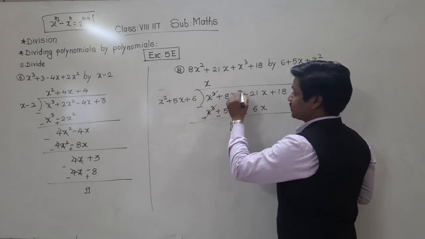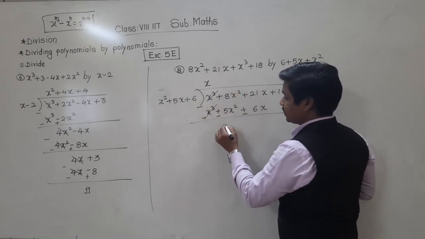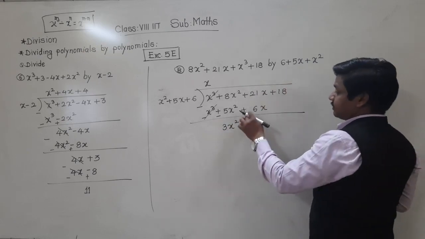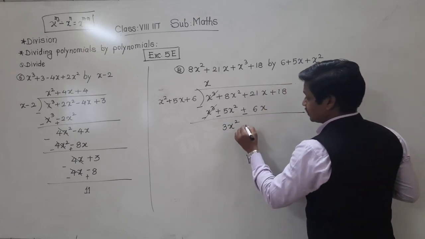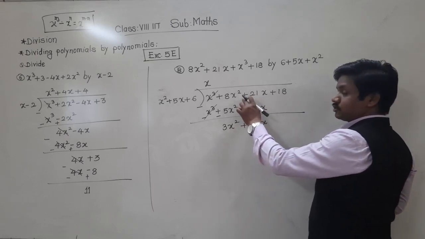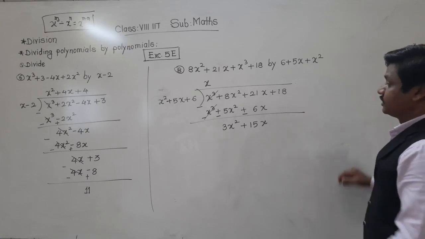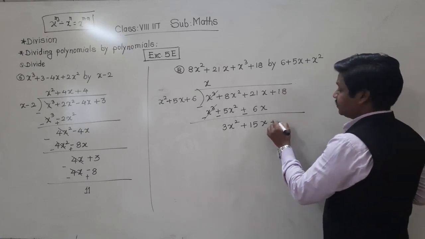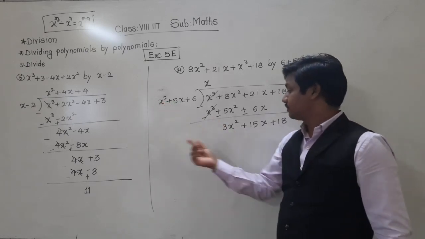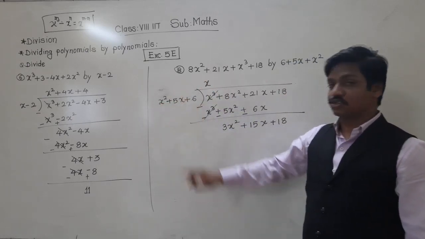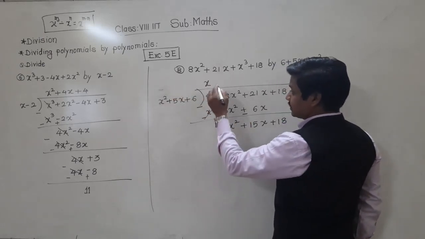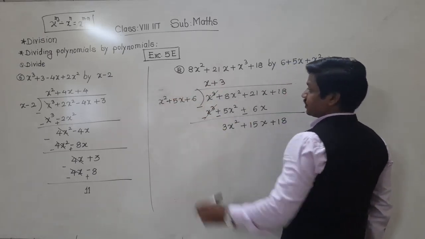got 8x square minus 5x square, 3x square. 21x minus 6x plus 15x. Okay, because 21 is greater, it has a positive sign, so plus 15x. Now this 18, take it down. Again the first term divided by the first term. 3x square divided by x square. So see, in this division x square gets cut, remain 3, plus 3.